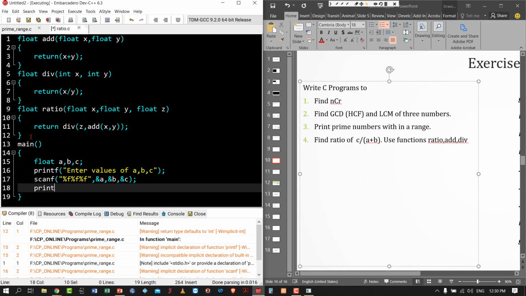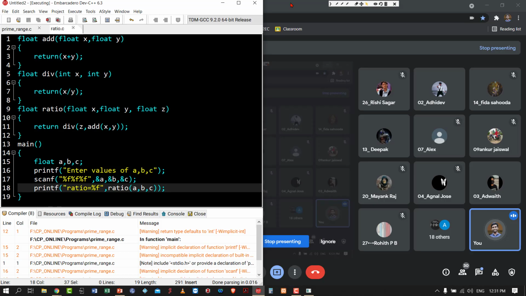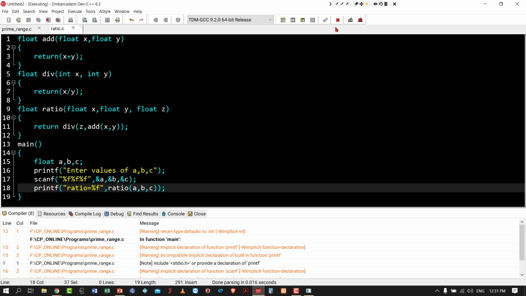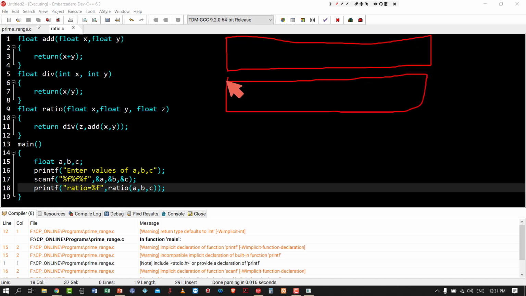Here also printf. Ratio equal to %f. Here inside printf I am calling the function ratio of a comma b comma c. First I will explain the program, then I will execute it. So I have 3 functions. Actually I have a total of 4 functions here.